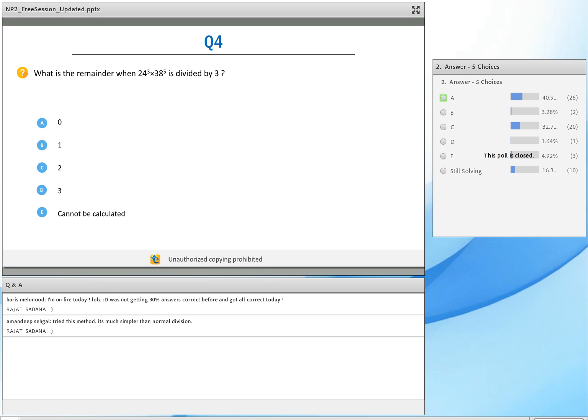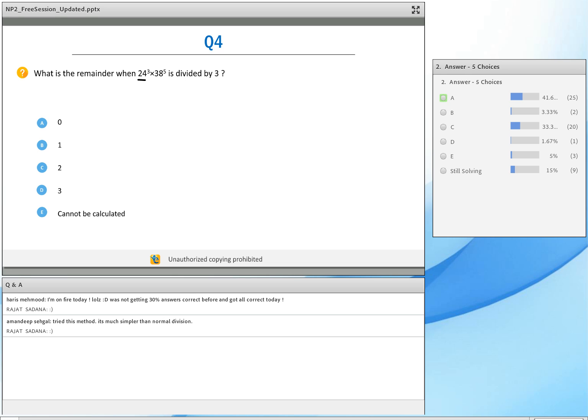and broadcast the results. So, in this question, this is what I call when you learn something and you get tricked by it. So when you learn something new, don't forget whatever you know about things. So what the question is asking, what's the remainder when 24 raised to power 3 is multiplied by 38 raised to power 5, and this product is divided by 3?